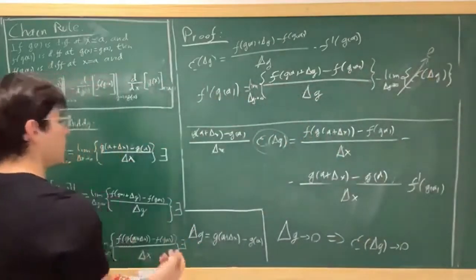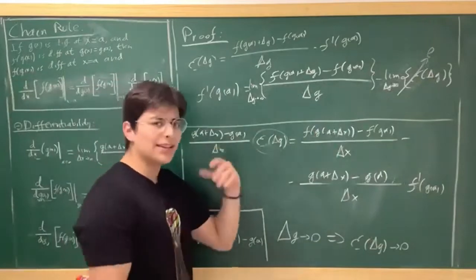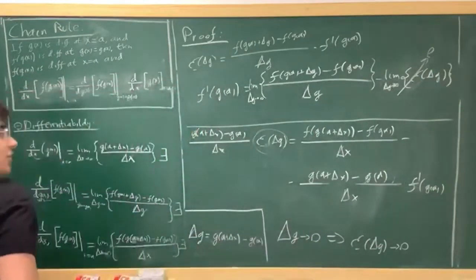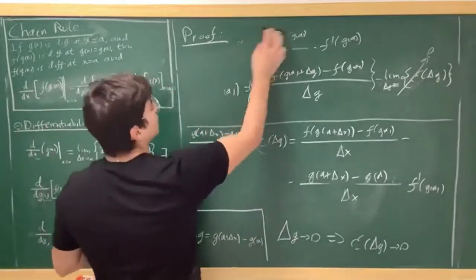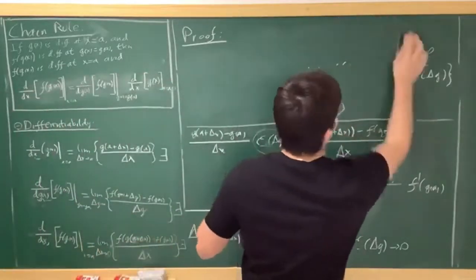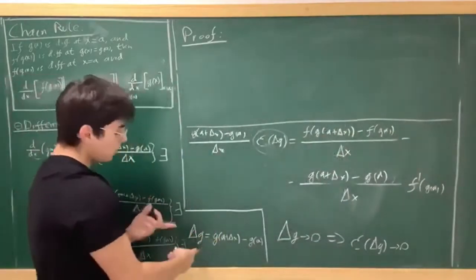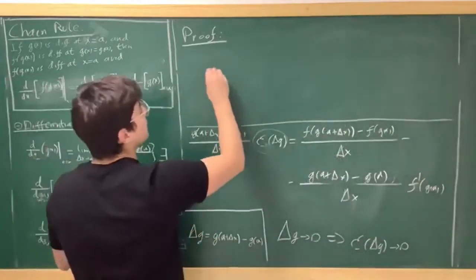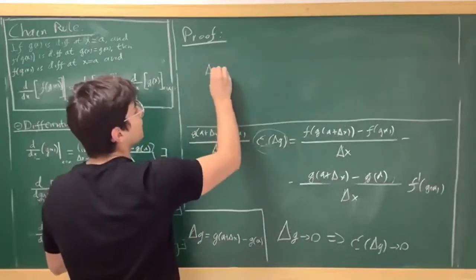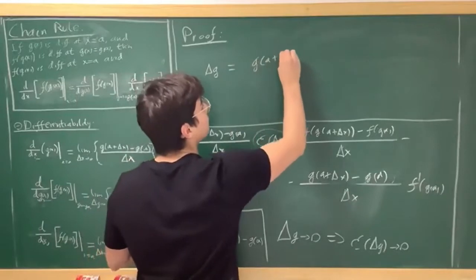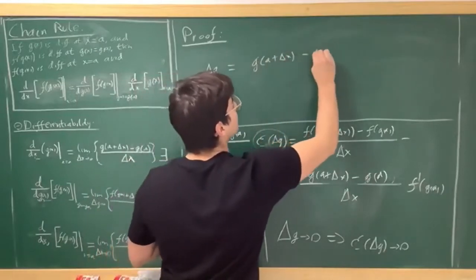Okay, but here we want to take the limit when the increment in x goes to 0, not when the increment in g goes to 0. So let's just see what happens when the increment in x goes to 0. Well, what is the increment in g? It's just this, right? It's just g evaluated at a plus the increment in x, minus g of a.